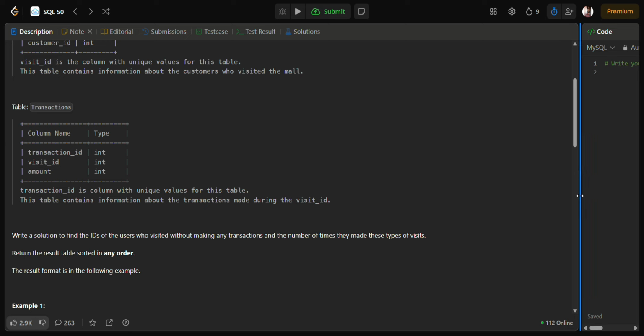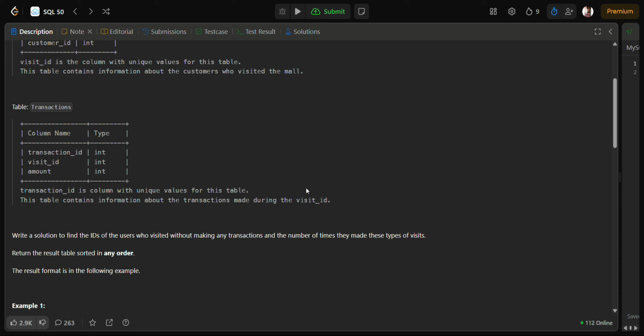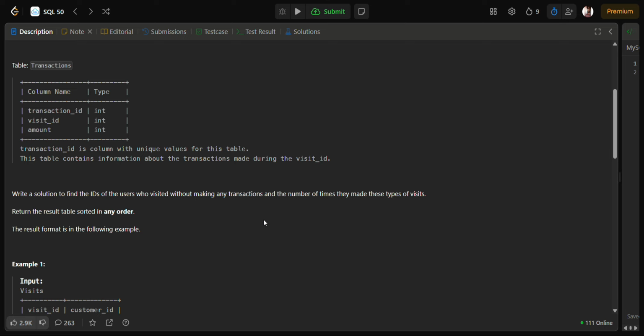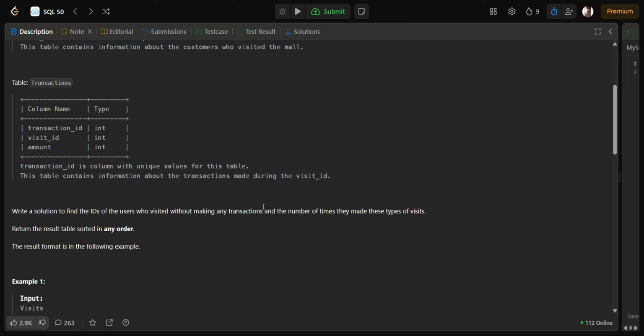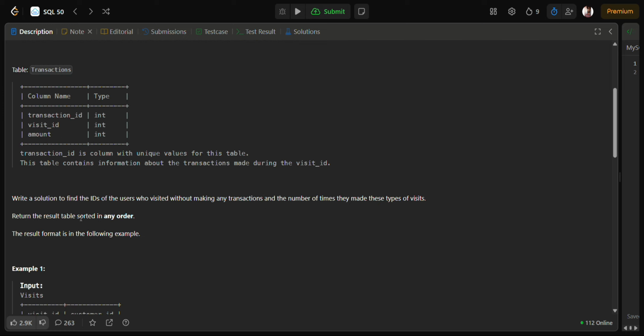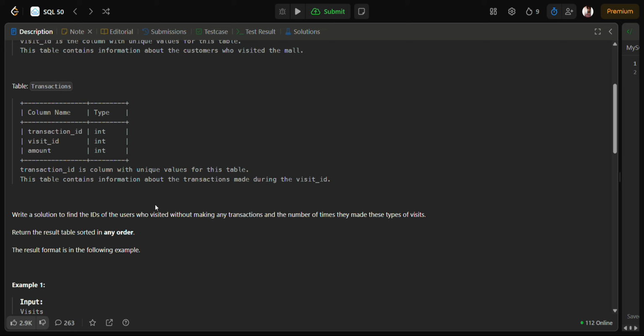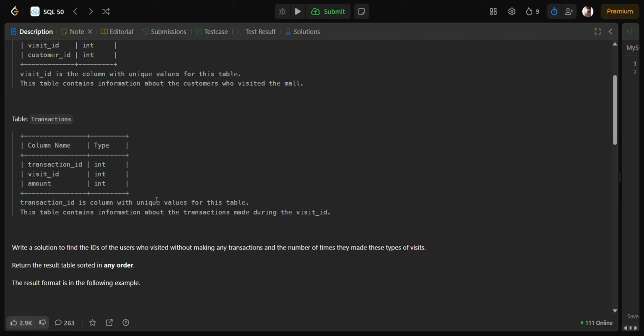So your task is, find the customers who visited the mall but didn't make any transactions during those visits. Also, count how many such visits each customer had. In simple words, you want a report that shows customer ID, number of times they visited the mall without buying anything. This type of analysis is actually common in many businesses, especially in retail, e-commerce, and restaurants, where understanding customer behavior can drive better business decisions.